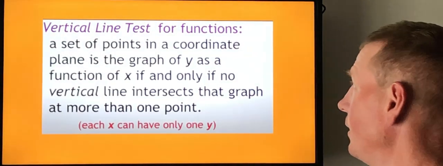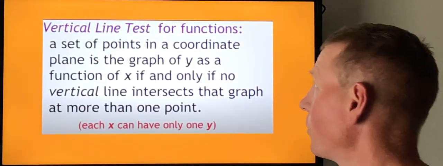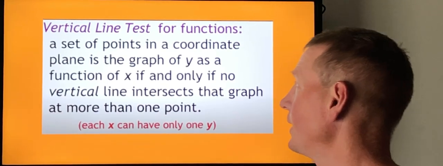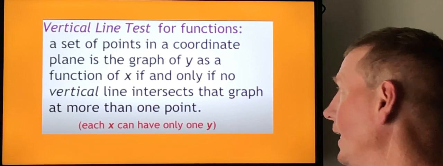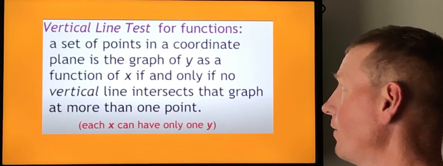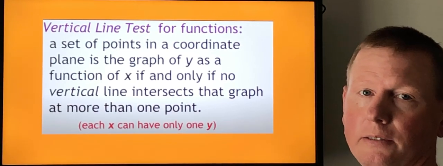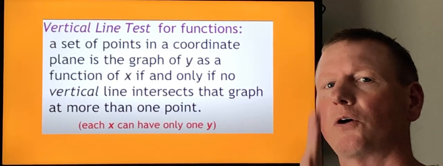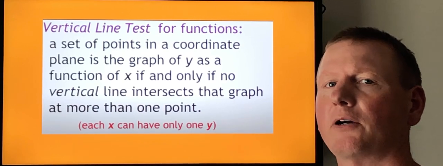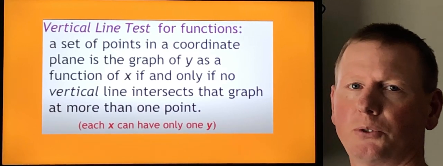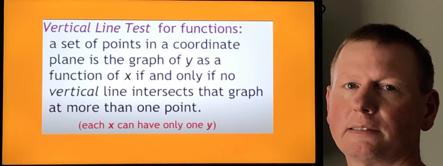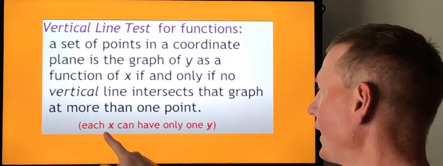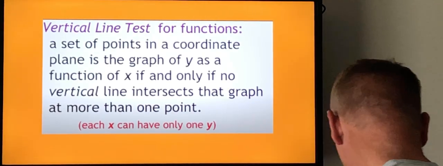The vertical line test for a function: we say a set of points in a coordinate plane is the graph of y as a function of x if and only if no vertical line intersects that graph at more than one point. So in general terms, if I can draw a vertical line through any part of that graph and it passes through 2 or more points, I know it's not a function. Remember, each x can only have one y value.